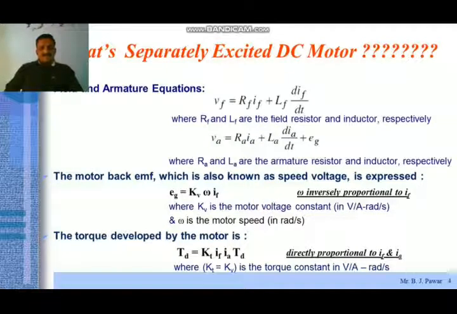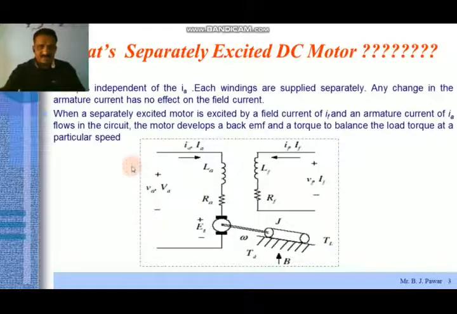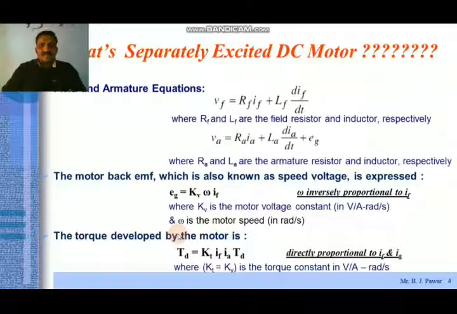here if we apply KVL to the armature side, again we can write that Va equals, that is, the applied voltage equals the total drop within that loop. So it will be equal to Ra into Ia, where Ra is the armature resistance and Ia is the current flowing due to that Va, plus the drop across the inductance of that coil, plus Eg. Eg is the back EMF produced by that motor. Here Ra and La are the armature resistor and inductor respectively.